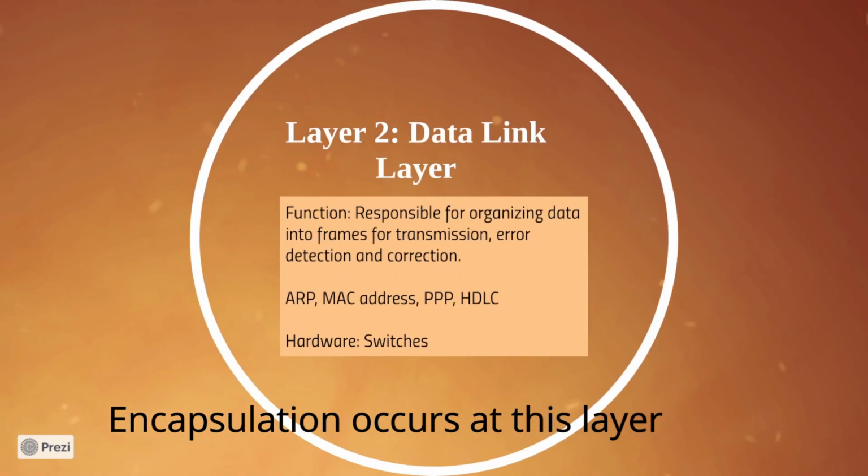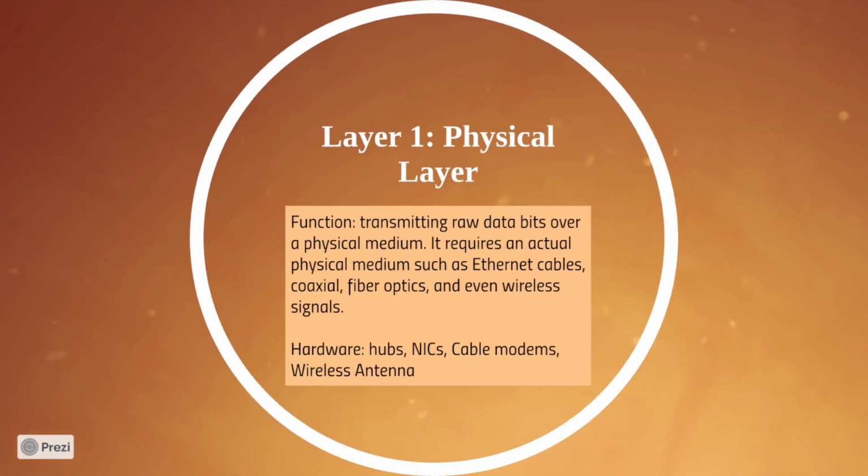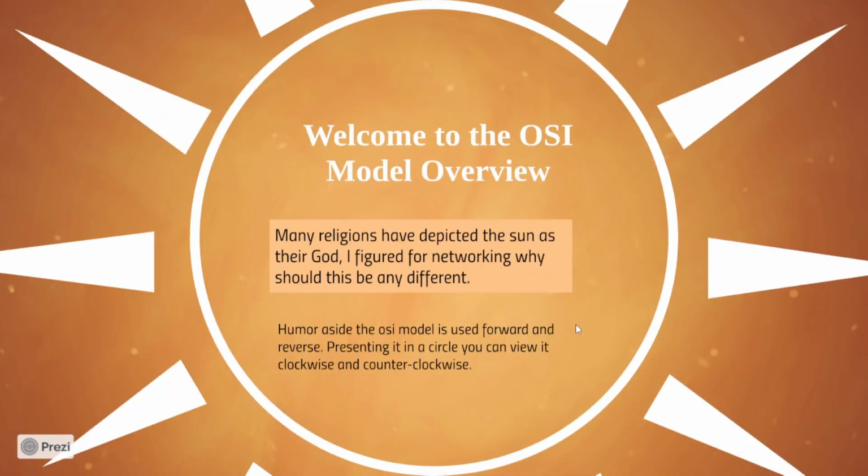Once it hits that switch, it's going to find the appropriate computer or the appropriate network interface card with the MAC address. And finally, it's going to hit that network interface card and be in your computer. And that concludes our OSI model overview. I hope you enjoyed it.